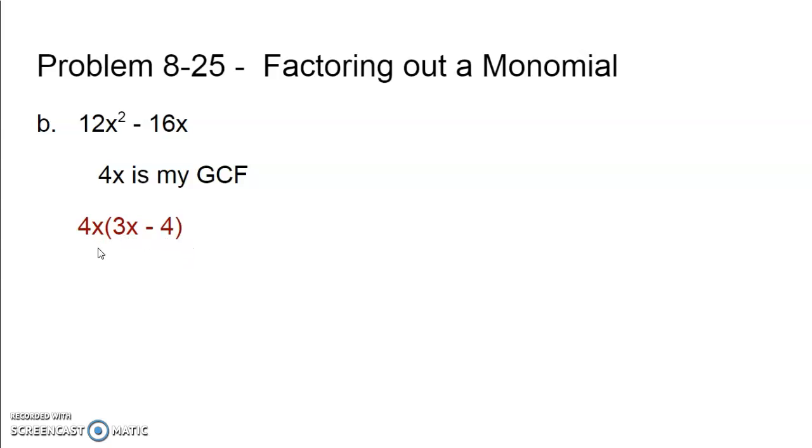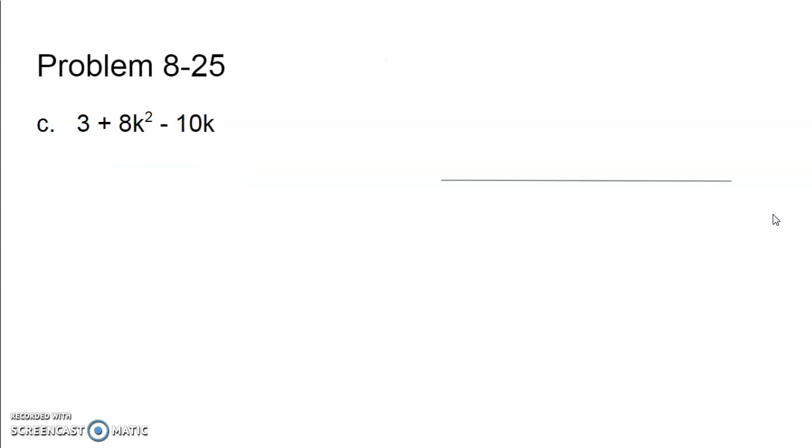I can double check that real quickly by using the distributive property. Really think about this factoring as division, so I can multiply to see if I did it right. Sure enough, that's 12x squared minus 16x. That's called factoring out a monomial. You just did it.